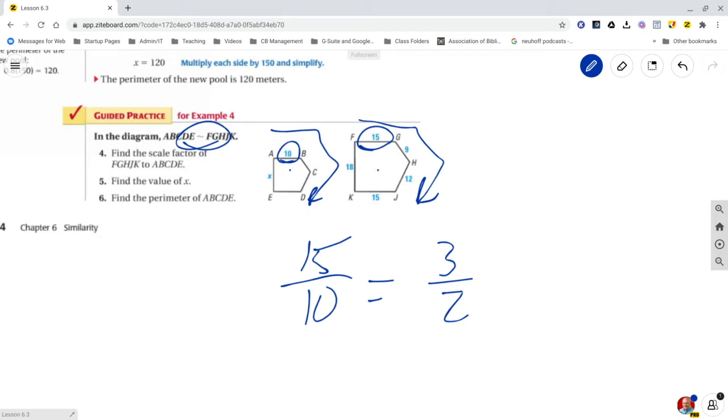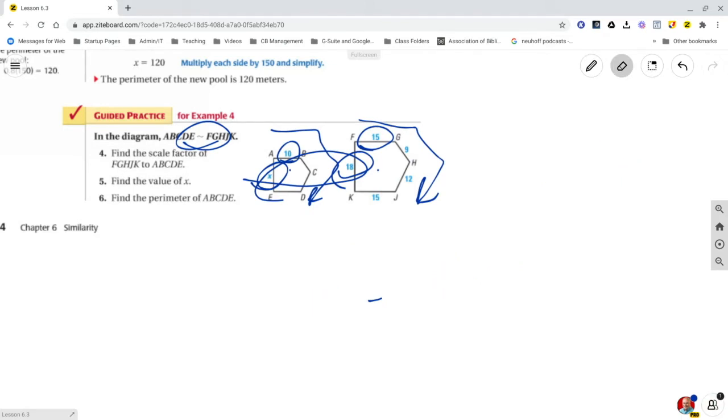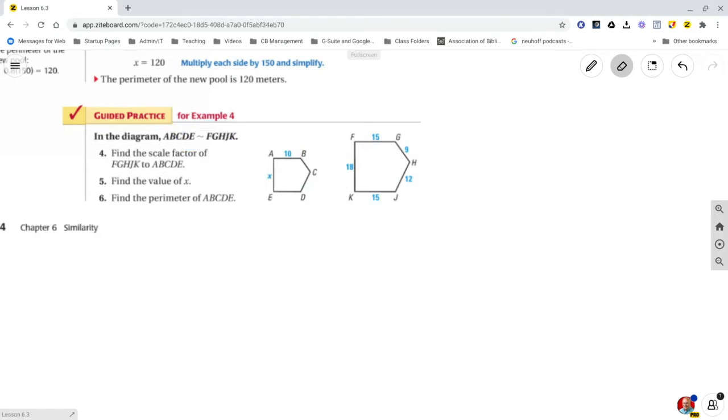Once I know that, then I can solve for x by applying this ratio to those, because I can say 3 over 2 is going to equal 18 over x. The ratio has to be the same for all of the sides because they are similar polygons.